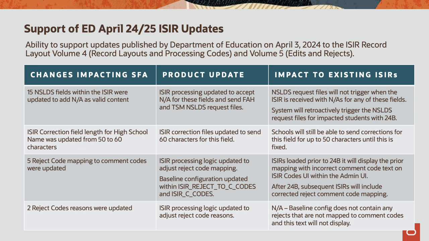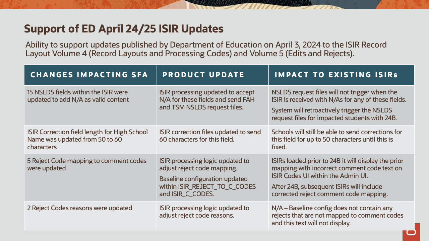For the first one, there were a number of fields that the valid content was updated to include NA as a possible value. In 24B, we made an update to accept NA for these fields and send FAH and TSM NSLDS request files that are triggered when an ISR is matched to a student. Since Ed had already sent the ISRs with NA prior to making the update to the ISR tech ref, if you've already loaded the ISRs into the system, the NSLDS request files were not triggered. However, when we include this update, we will also trigger the request for existing impacted students.